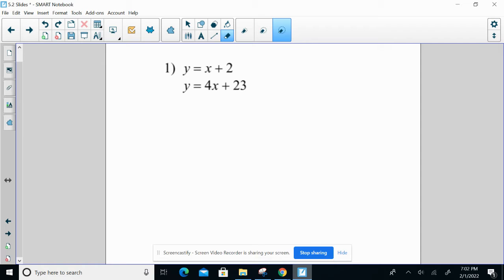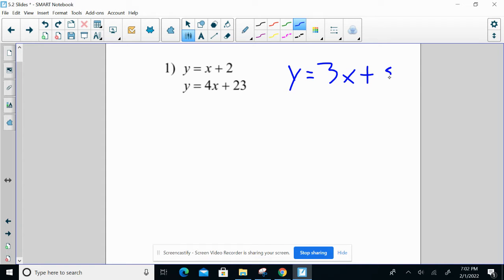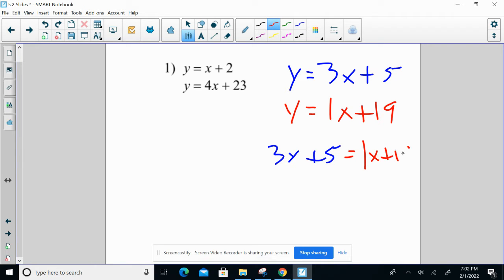All right, yesterday we talked about the rabbit and the cat. The rabbit had an equation that looked like this. The cat had an equation that looks like this. Basically, set them equal to each other like this: 3x plus 5 equals 1x plus 19.